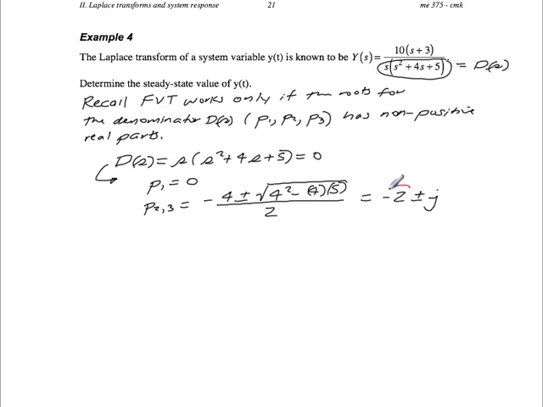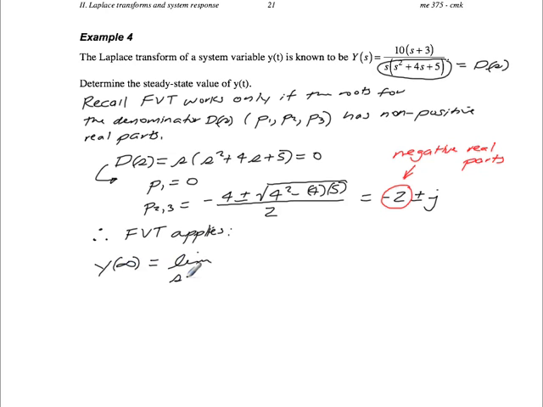So from this we get what we need here, in that the roots have negative real parts. Conclusion, we can do it. So therefore the final value theorem will apply here. So what we have then is that the long time response, y of t, which we know from the final value theorem, is taking a limit as s goes to 0 of s times Y of s. That gives us the final value for y.